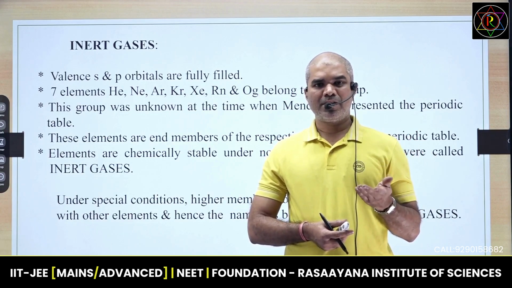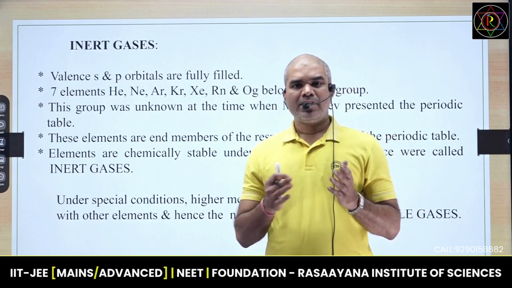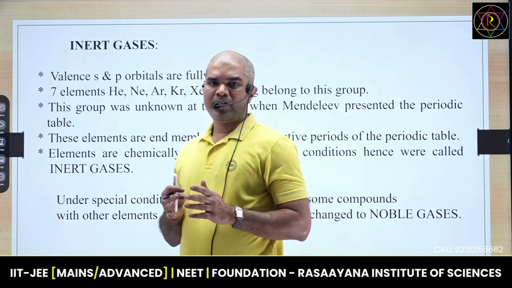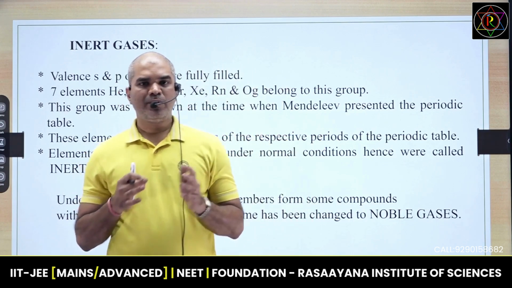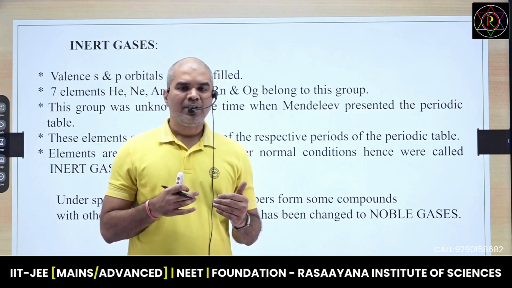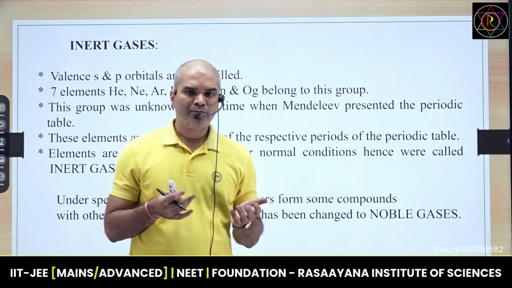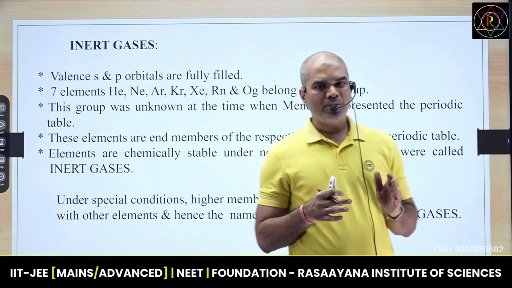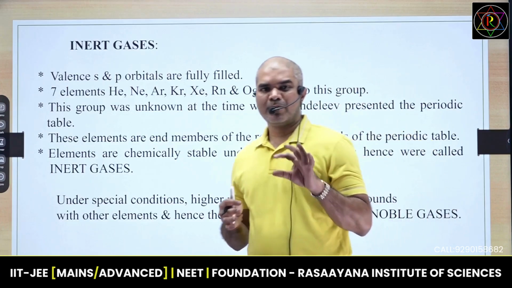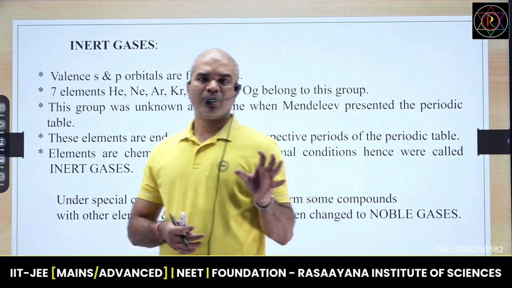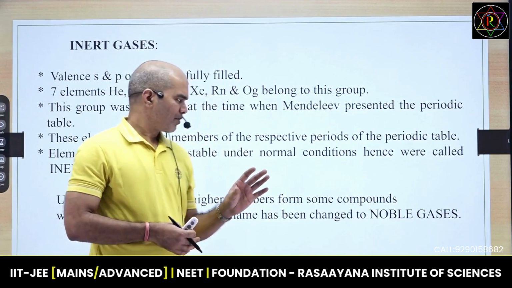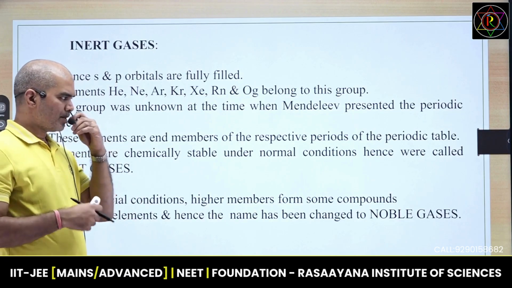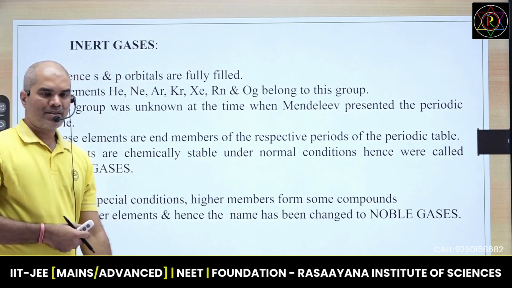One of the best examples is xenon. When we discuss chemical bonding and VSEPR theory, we'll see plenty of xenon compounds. We have to get the structures of xenon compounds. Xenon can form oxides, fluorides, and oxyfluorides. So plenty of xenon compounds are there. Therefore, instead of calling them inert gases, we gave a name called noble gases.